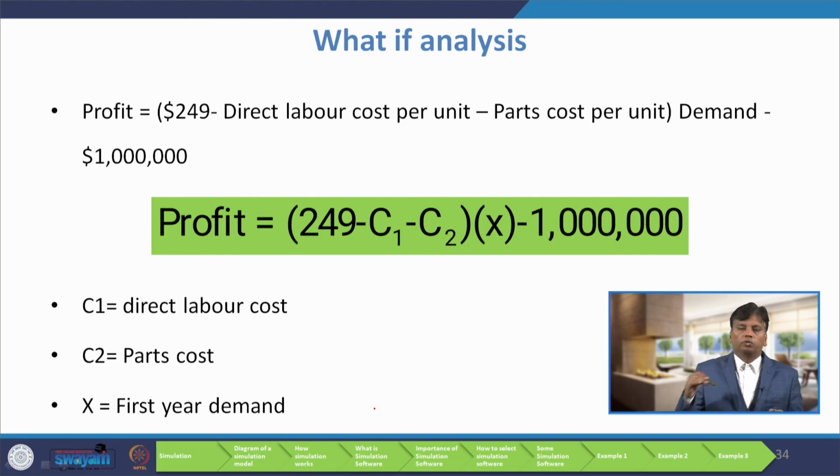Suppose the procedure is we have to define the objective function. Here the objective function is the selling price of $249 minus the direct labor cost and part cost, multiplied by the first year demand. So, you will get the overall revenue minus the fixed expenditure, and when you subtract it you will get the profit. So, what are the changing variables? C1, C2, X. C1 is labor cost, C2 is the part cost, X is the demand.